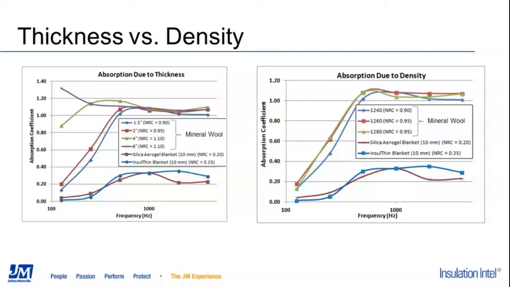And then the chart on the right is taking a look at the impact of density. So there we have 3 examples of mineral wool that were all measured at the same thickness, but varying in density from the 4-pound 1240 material up to the 8-pound 1280 material. Here showing that density has a lower impact on the performance at the same thickness than the thickness would for the same density. And then again, comparing the density levels of the mineral wool versus that of the thin blanket solutions.